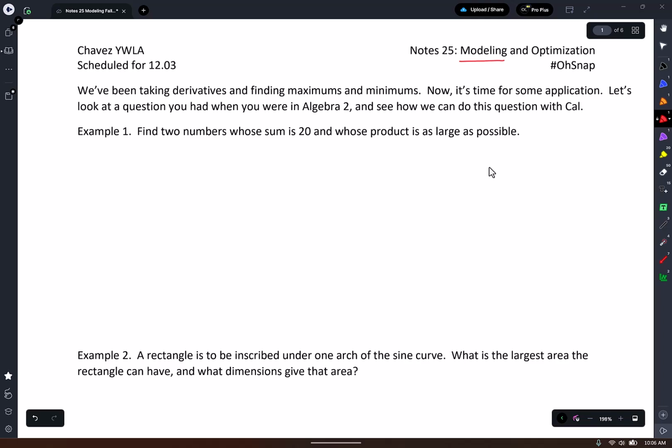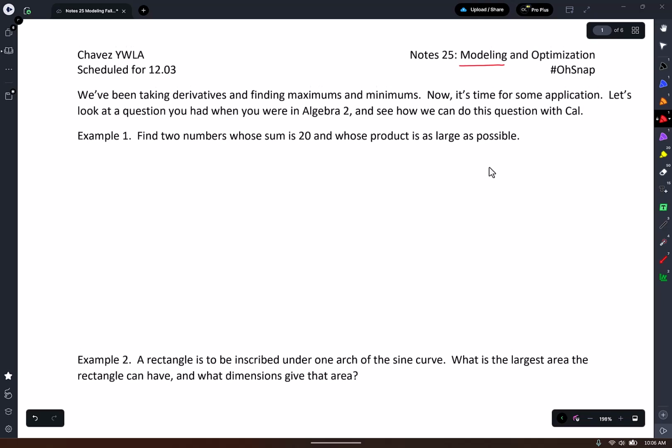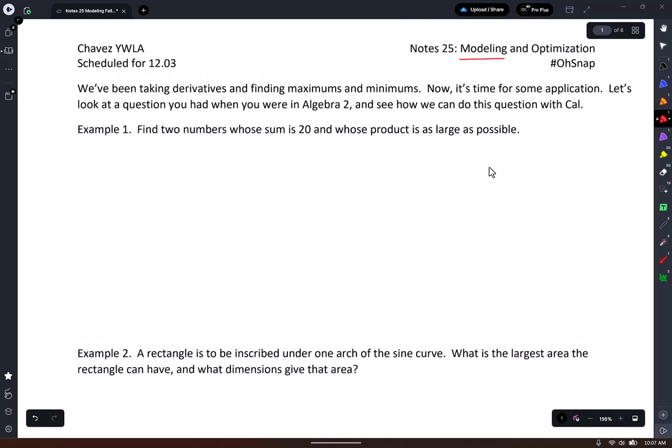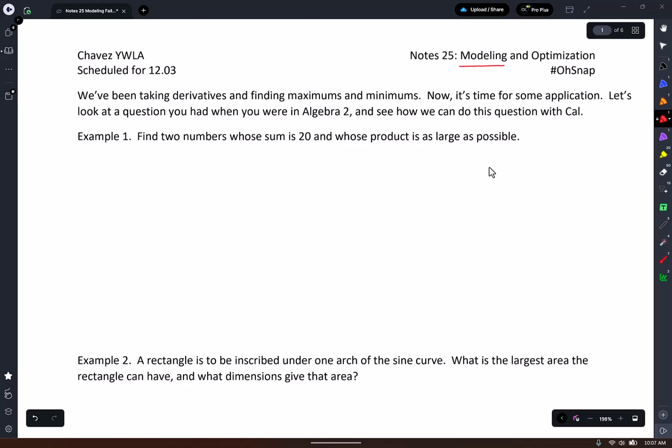Okay, so don't worry. Let's do a simple one first. We were talking about derivatives to find maxes and mins. Now it's time for some applications. Let's look at a question we had when you were in Algebra 2 and see how we can do this with calc. Find two numbers whose sum is 20 and whose product is as large as possible.